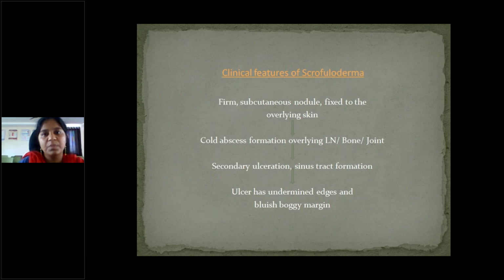Clinical features of scrofuloderma: a firm subcutaneous nodule fixed to the overlying skin. Under the skin you can find the actual primary focus, and it gradually forms a cold abscess overlying the lymph node or bone or joint which is primarily infected, and then secondary ulceration, sinus tract formation, and then a large ulcer with undermined edges and bluish boggy margins.